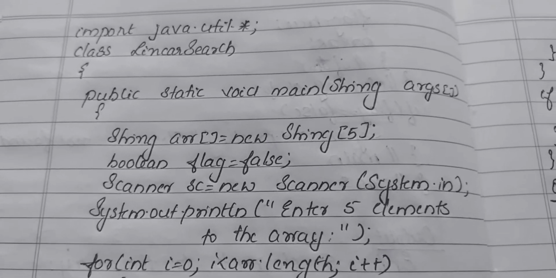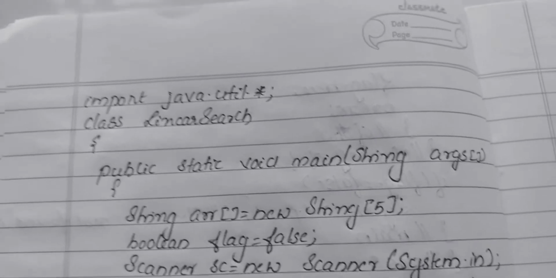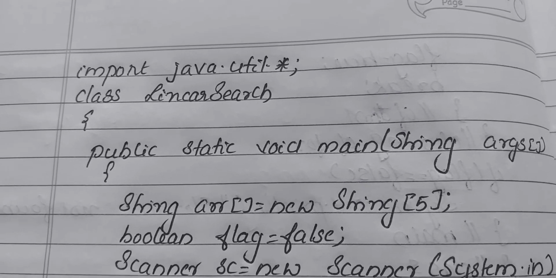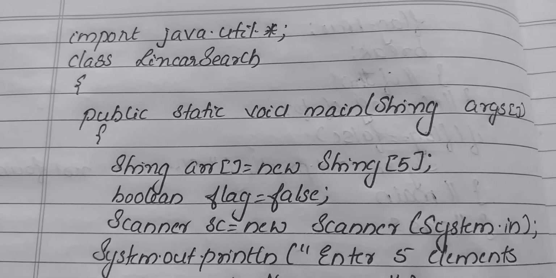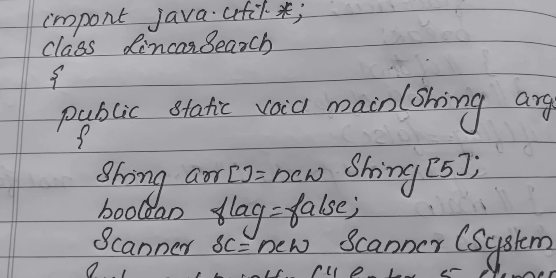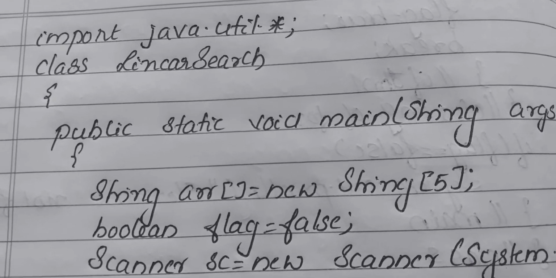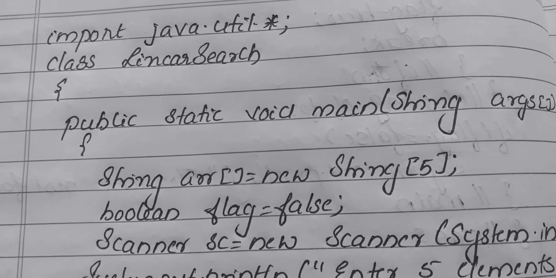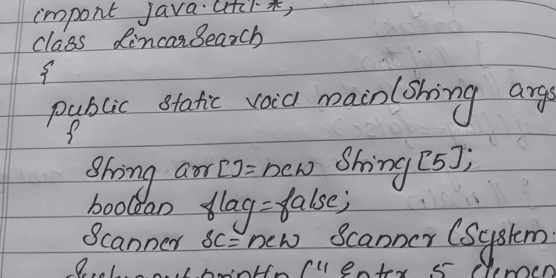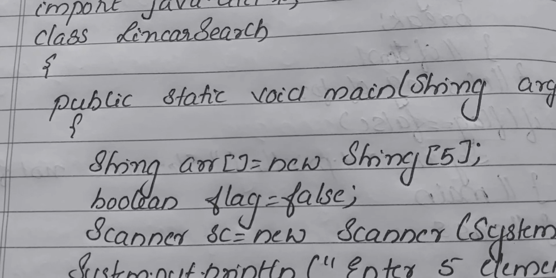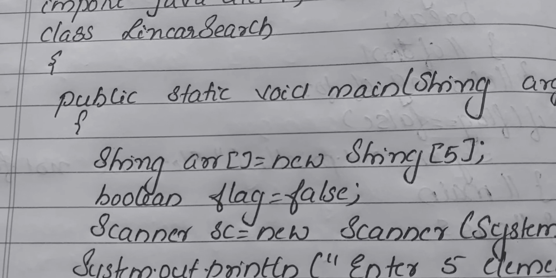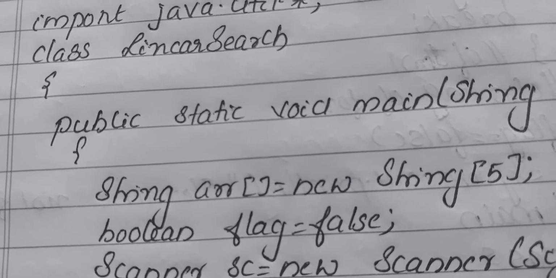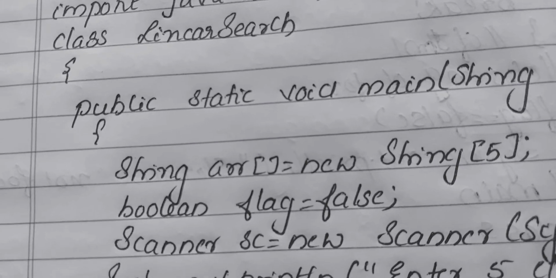Okay, so here the program goes like this: import java dot util dot star, and after that class LinearSearch, opening of class, then opening of our main method. Here we declared a string array, string arr equal new string of 5. What is the meaning? Here we have declared an array arr with the string data type. That particular array can hold 5 elements. The next thing is to set the flag variable as false.